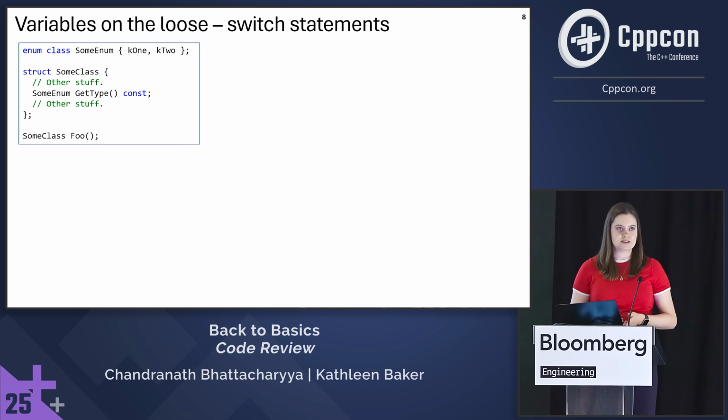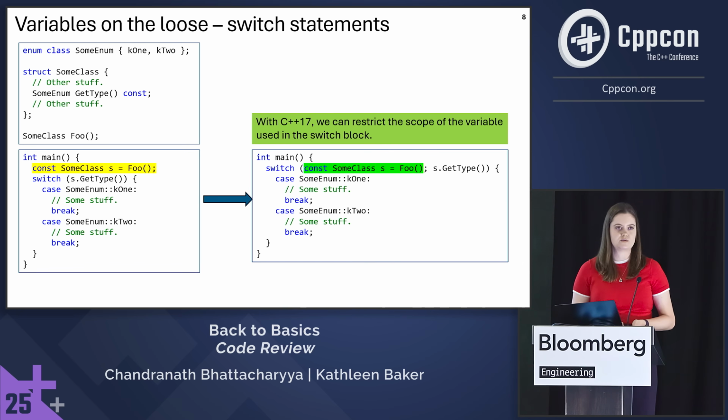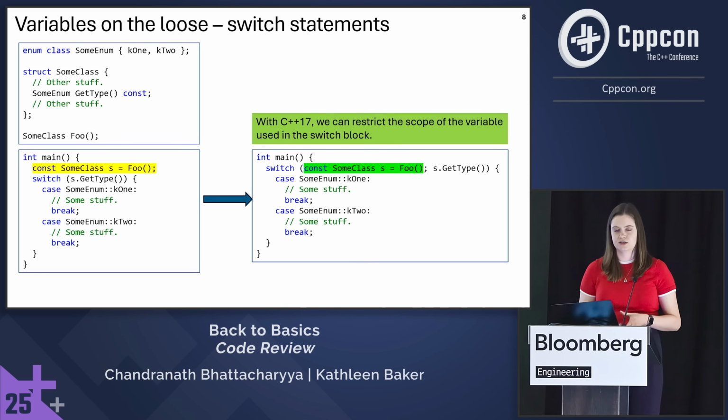Here we have an enum class SomeEnum, a struct SomeClass, and function foo that again returns SomeClass. Here we're creating SomeClass before this switch statement, but again it's not used after the switch statement. So instead we can initialize s in the switch, and this again restricts the scope of the variable.